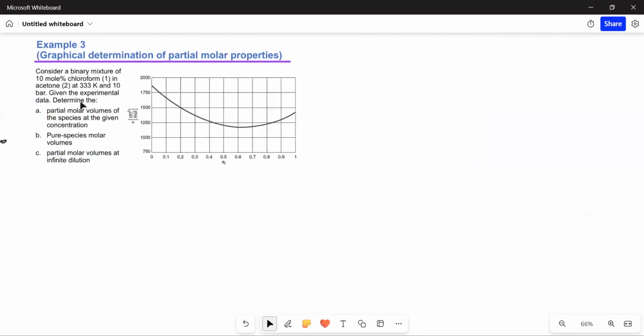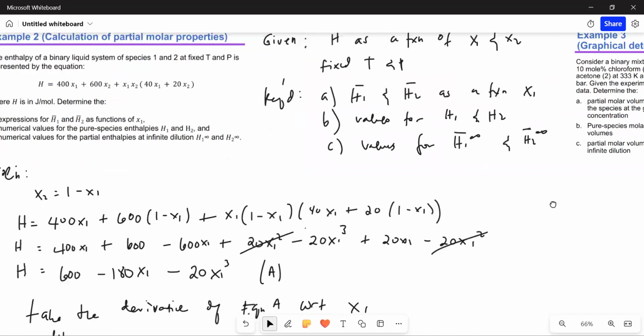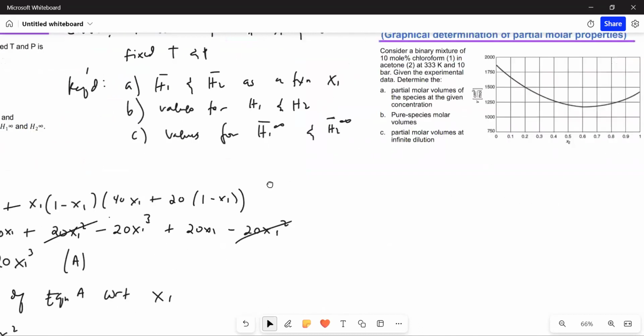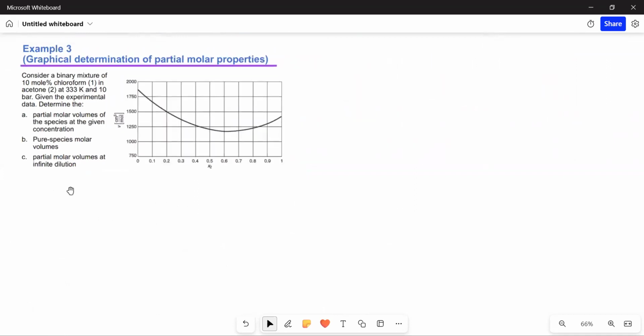We're being asked first for the partial molar volumes of the species at the given concentration, 10% of chloroform, which is x1. So x1 is 10%. Letter B, pure species molar volumes. Letter C, partial molar volumes at infinite dilution. Letters B and C are just like the required values in example 2, the previous example.